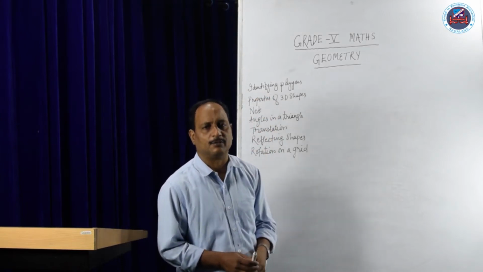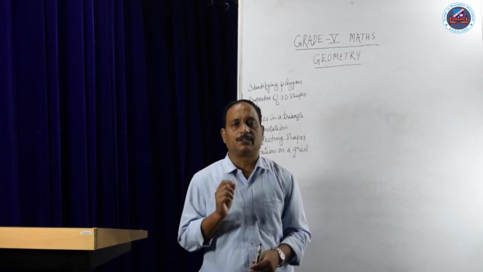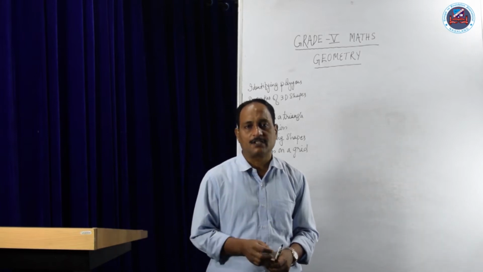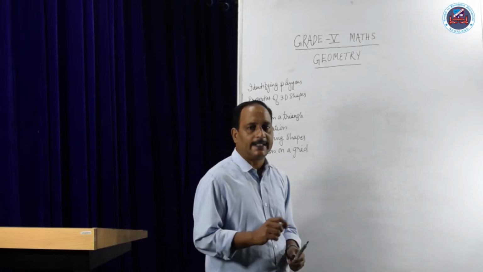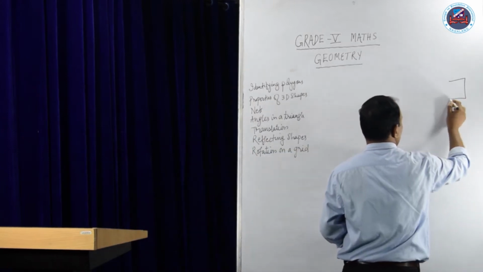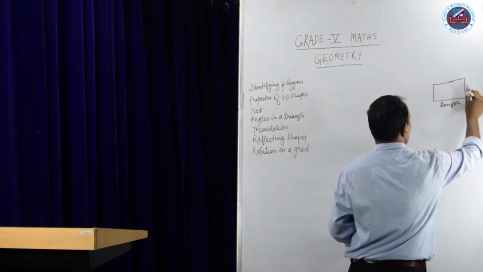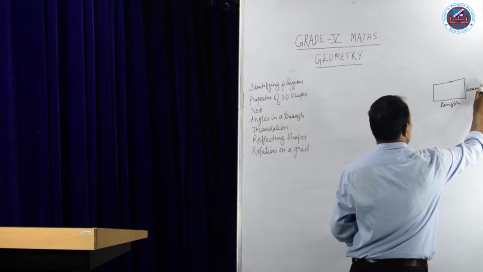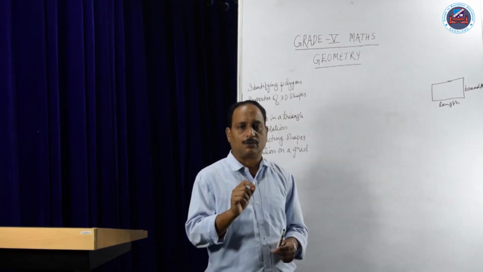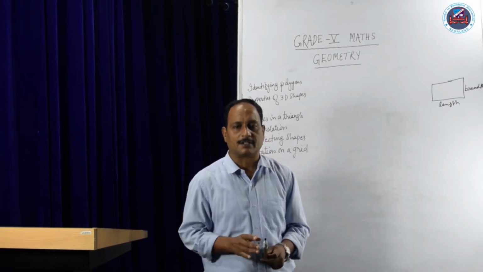Let us identify polygon. What is polygon? Polygon is a 2D shape. What do you mean by 2D? Two-dimensional shape means where there will be only length and breadth. Only two dimensions. It can be drawn only on a paper, wall, ground, anywhere, means in two dimensions.